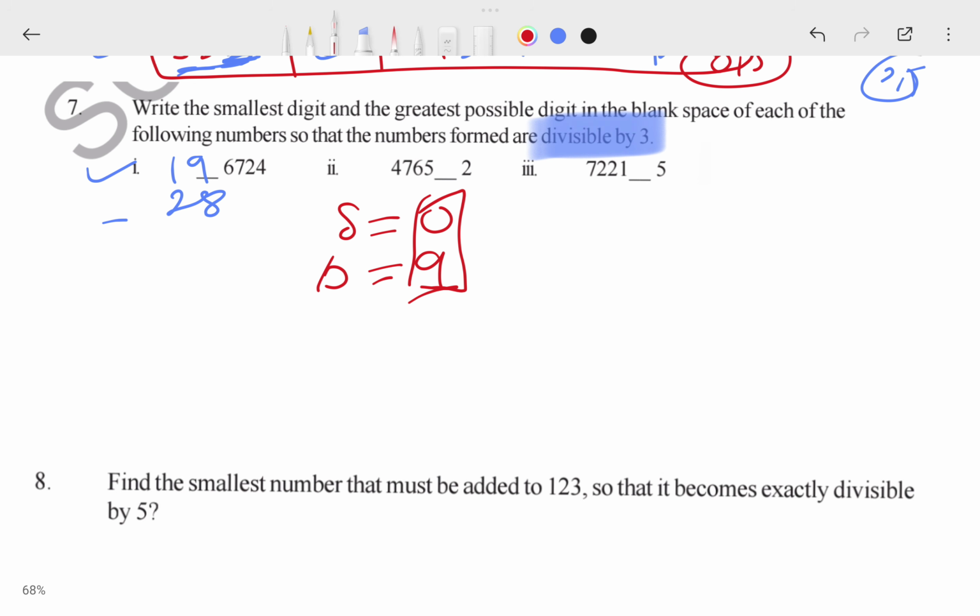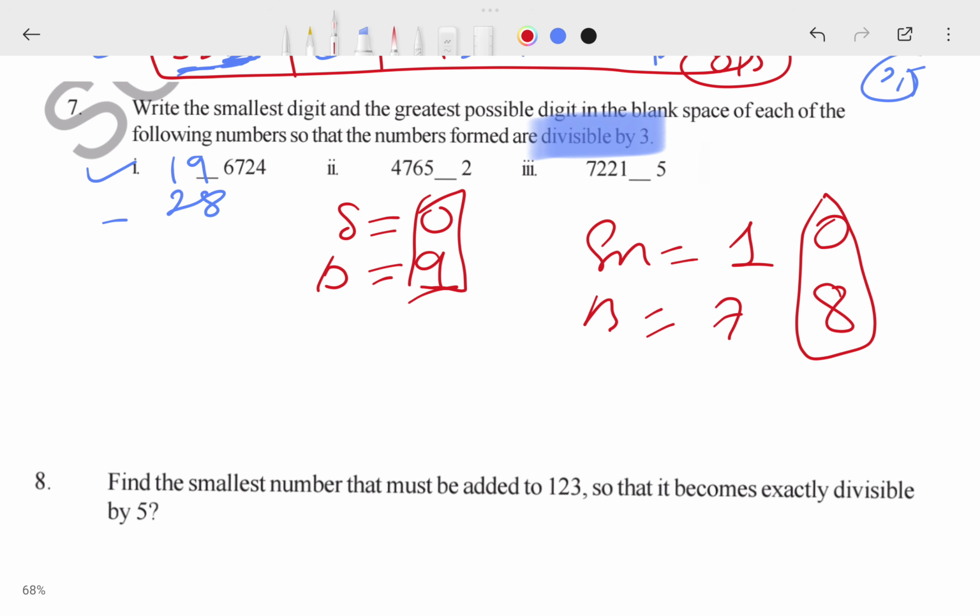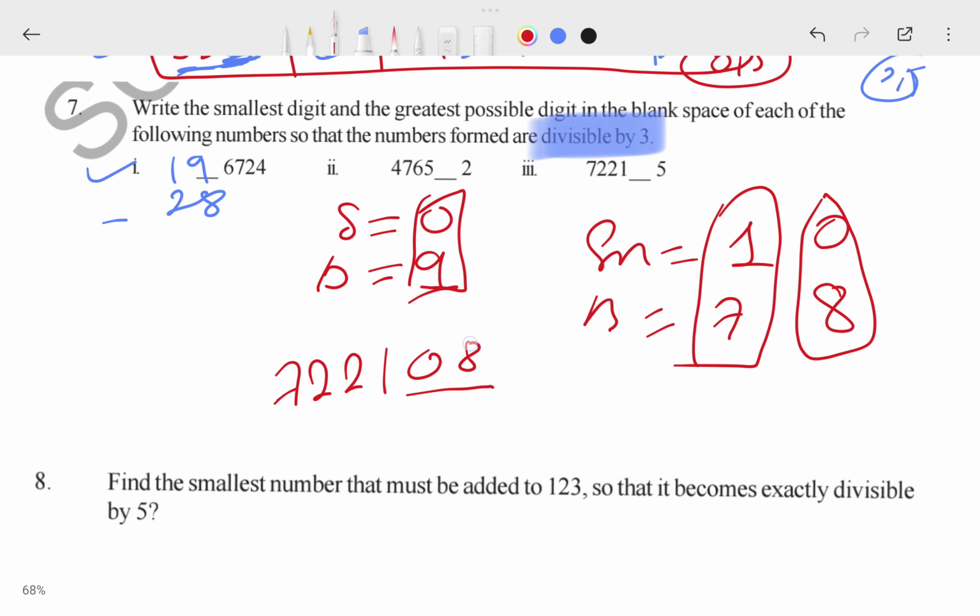Now let's talk about this one. What is the smallest number I can take? That is 1, not 0, because if I take 0 then it is going to be wrong. And what is the biggest number I can take? That is 7. Otherwise you can take 0 also and 8 also. So let's check it out. This is 7 2 2 1, and here you can take 0 8 also. This is the smallest and this is the biggest one. Why is it the biggest? Because if I take 9 then the answer is going to be wrong. Otherwise you can take 1 and 7.